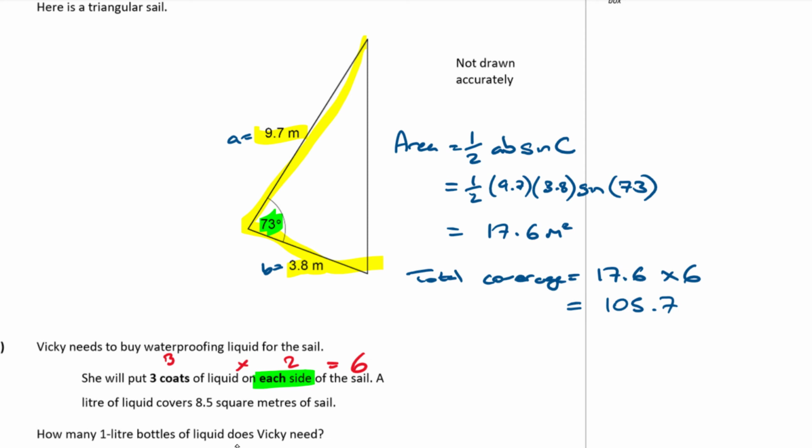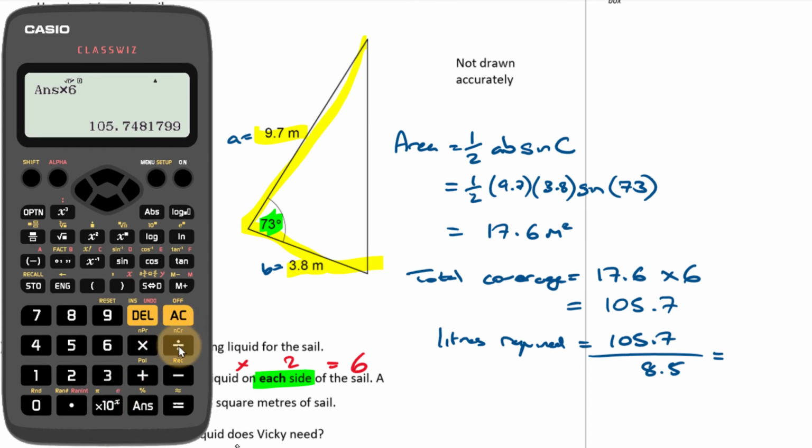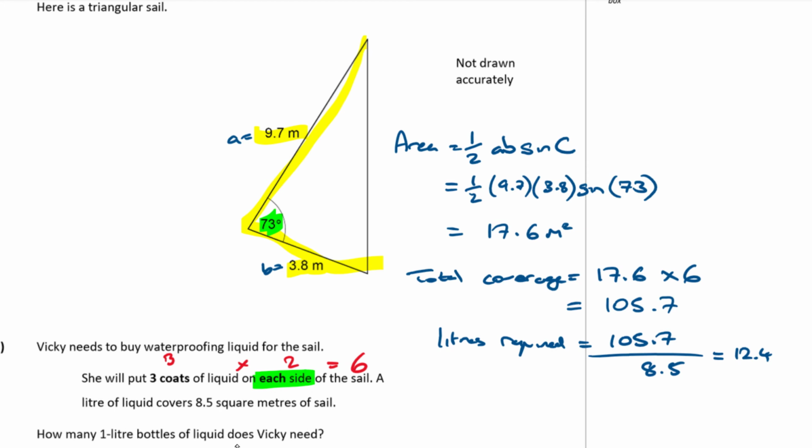So litres required is going to be the total amount to cover divided by that 8.5. So again, from my answer, I'm going to divide that by 8.5. That gives me 12.4, so we need 12.4 litres. So how many 1 litre bottles of liquid does she need? Well, she can't buy 0.4 of a bottle, so we're going to have to round that up, aren't we? So she's going to have to buy 13 bottles. So it requires 13 bottles.